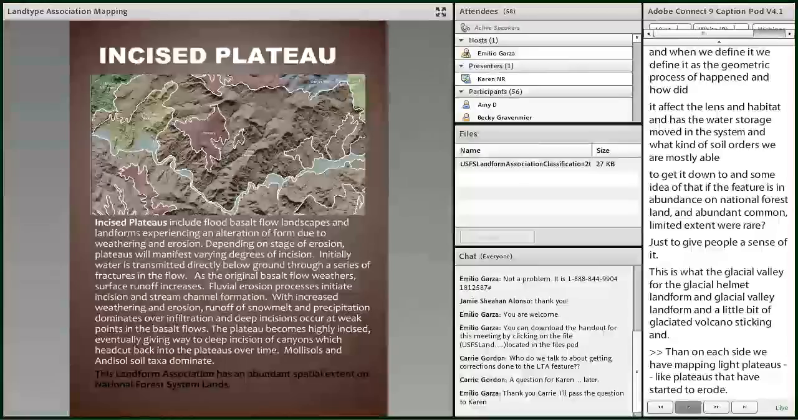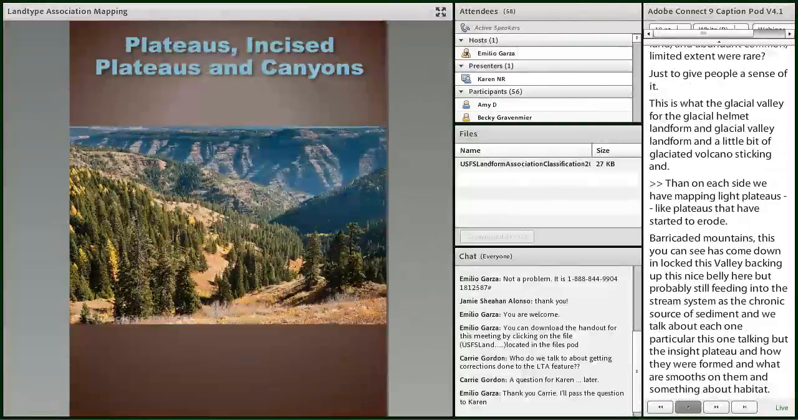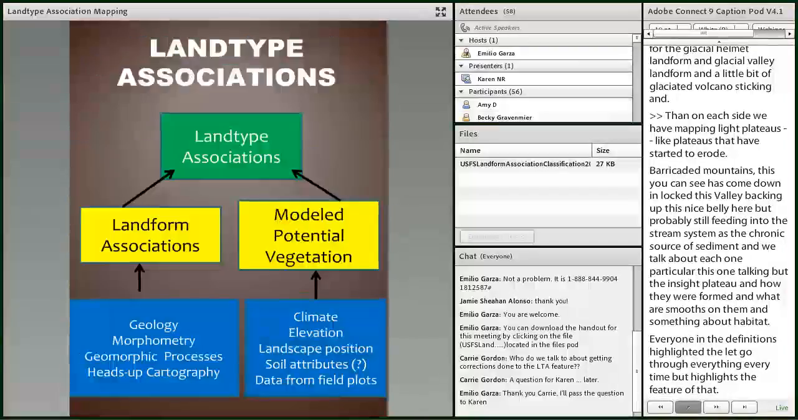So this one particularly talks about the incised plateaus and how they were formed, how water moves on them, and maybe something about habitat. Every one of these definitions just highlights the features of that landform; it doesn't go through everything every time. This is an example of a plateau over here, and over in the distance, an incised plateau in the foreground, and canyons or canyon lands, depending on how extensive they are.